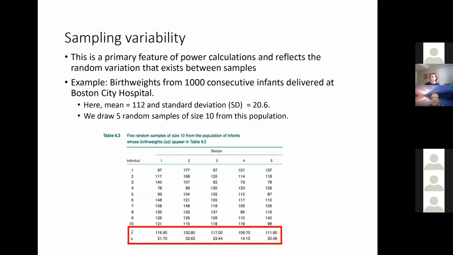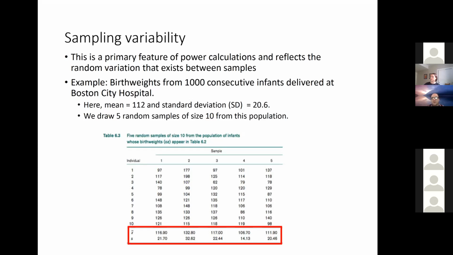So sampling variability is an important feature of power calculations. And what it does is it reflects the random variation between samples. So there's random variation within the samples, and that's going to be, each measurement that you take is a random variable. But then there's randomness also between samples.